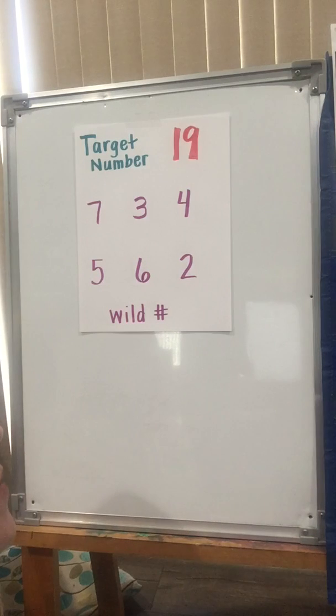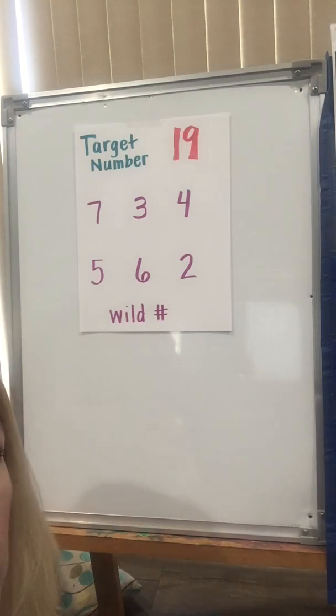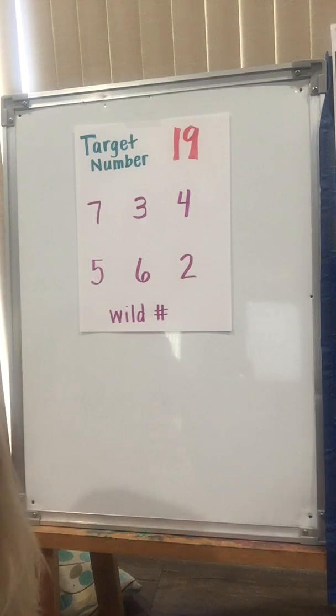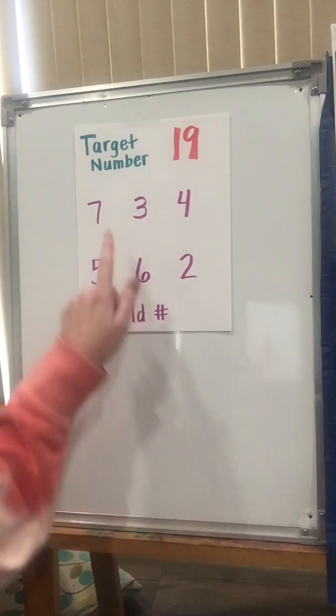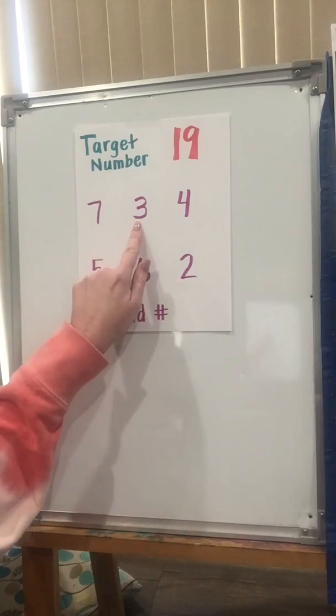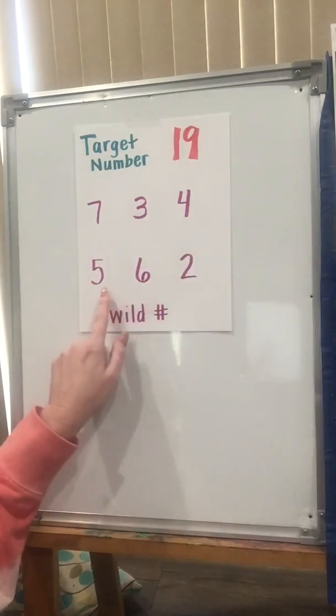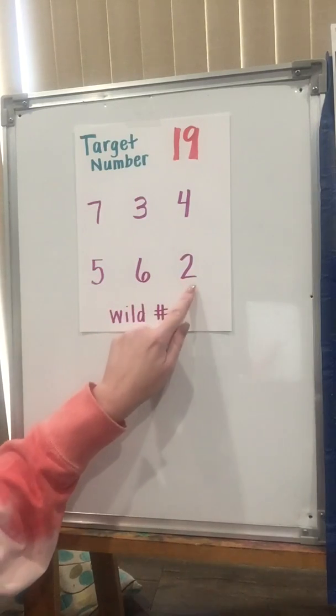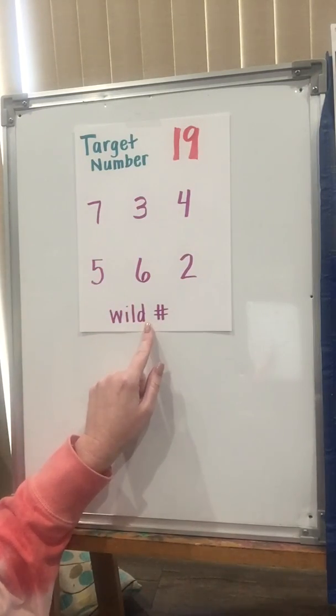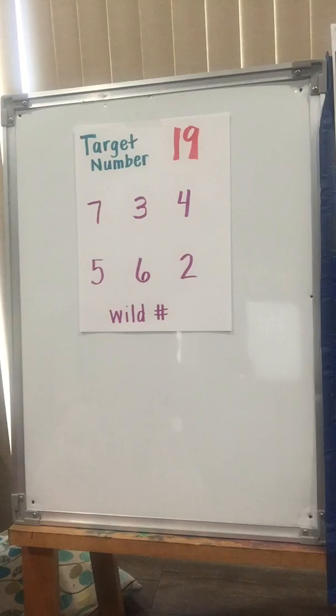And so our first activity in math is going to be the routine called target numbers. So we're going to be trying to find ways to make the target number of 19. And so I've given you 6 numbers and the choice of a wild number to choose from to make the number 19. And so I've given you 7, 3, 4, 5, 6, 2, and a wild number. And so you can use any of these to make the number 19.